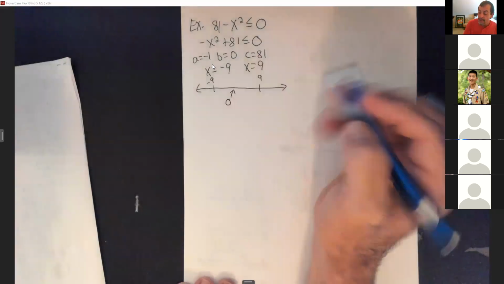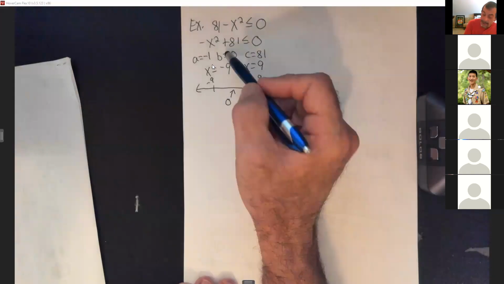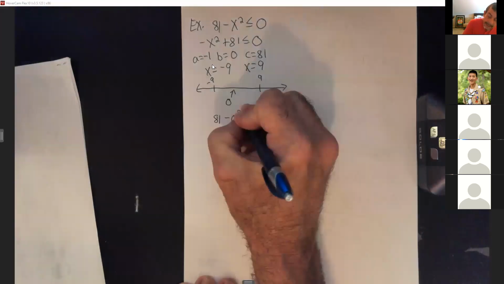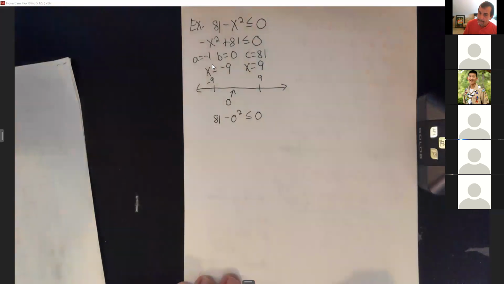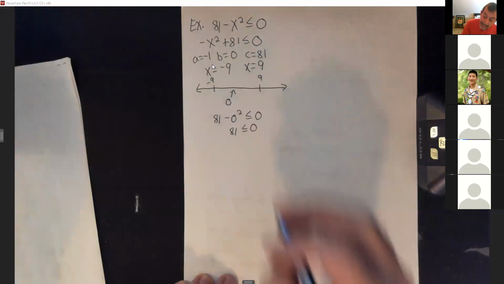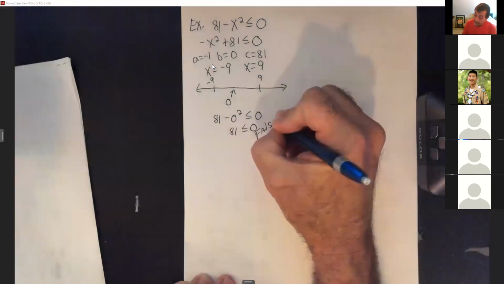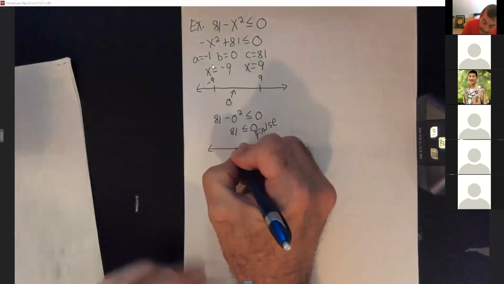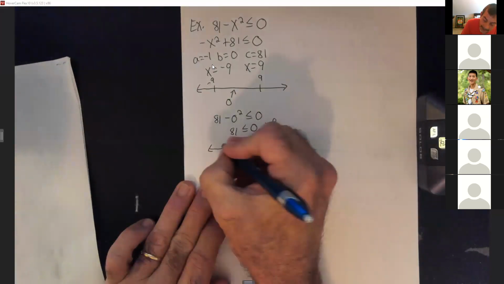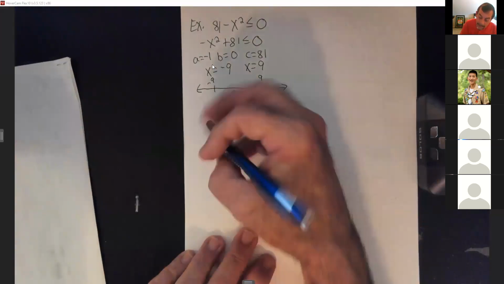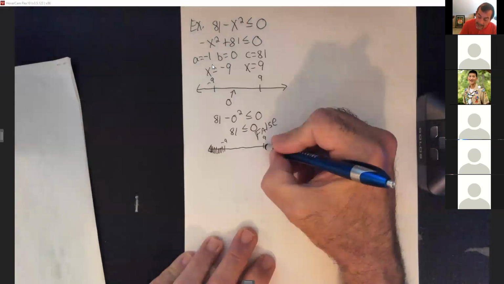All right, now what's nice is you can use either equation to check it. So I'm just going to use that top one. 81 minus 0 squared has to be less than or equal to 0. 81 minus 0 is 81. So 81 less than or equal to 0 is definitely false, right? So let's draw our interval. Negative 9, 9. Since 0 was in the middle and false, I cannot shade that. So once again, I got to shade the outside edges.